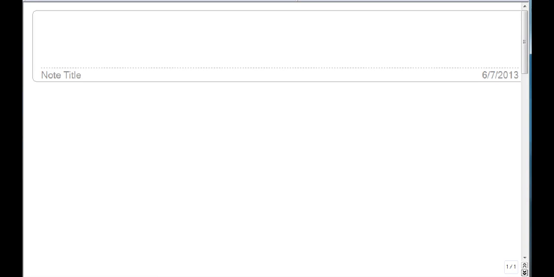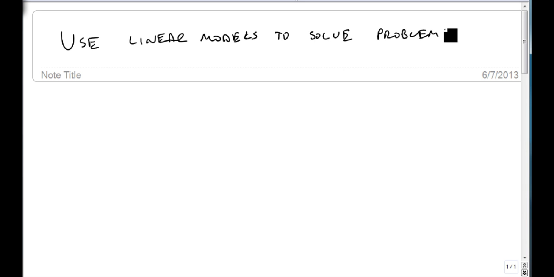We are going to use linear models to solve problems. And a linear model is any model where we have an output, like y, equal to something times an input plus a constant.